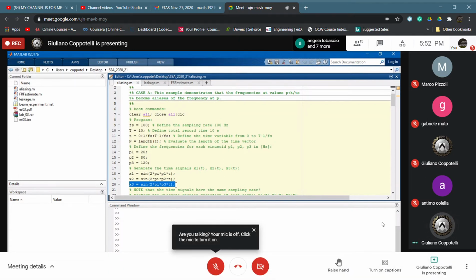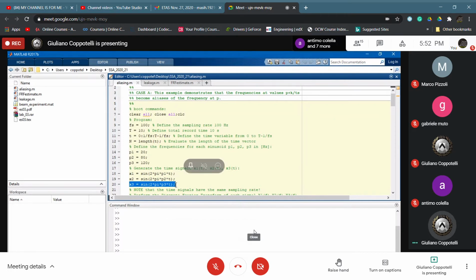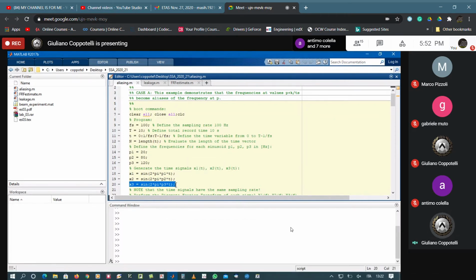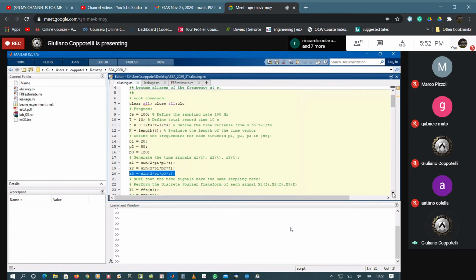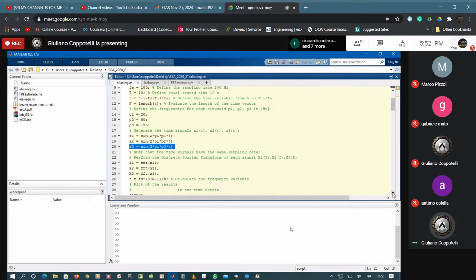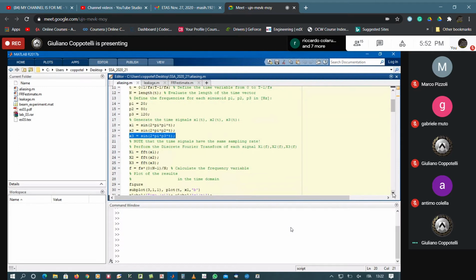Please note, for those of you that are not familiar with the Matlab code, I'm always using the semicolon sign in order to not have the replication on your command window of all the instructions that I'm going to give to Matlab.